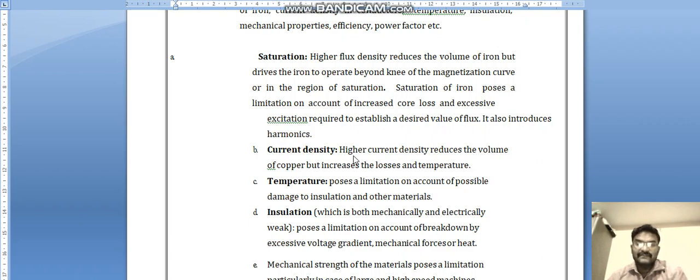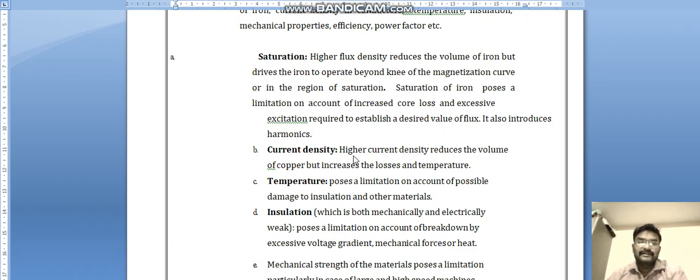When the current value is more in a particular area or particular conductors, the temperature also increases in the copper conductors. Obviously, when the temperature increases, the losses in the machine will increase. So it may lead to damage of the machine also. So higher current density reduces the volume of copper but increases the losses and temperature.